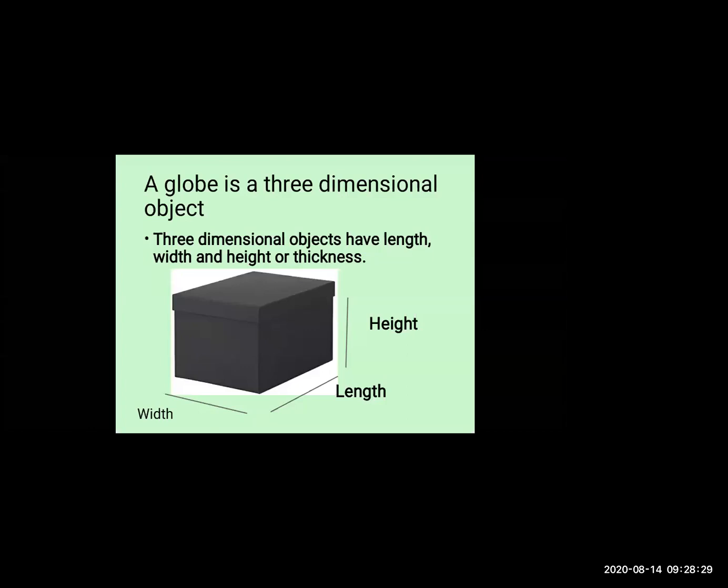A three-dimensional object has length, width, and height or thickness. A map is two-dimensional, that means it has only length and width, but a globe is three-dimensional. It has length, width, and height. So it is called a three-dimensional object. See this picture. What is it? It is a box. It has length, width, and height. As we calculate the area of a two-dimensional object, we can calculate the volume of a three-dimensional object. So it is a box and it is a three-dimensional object like a globe.